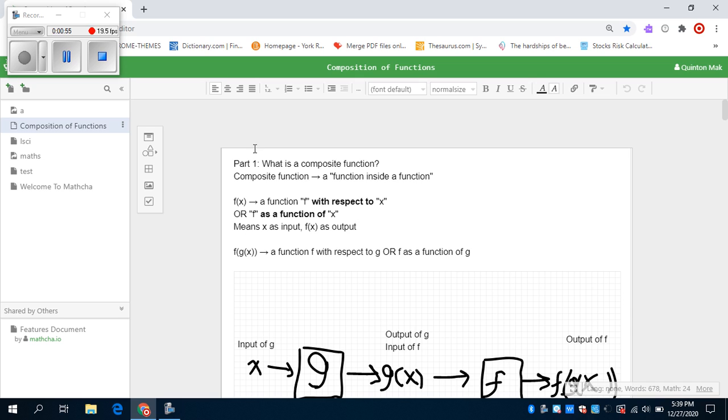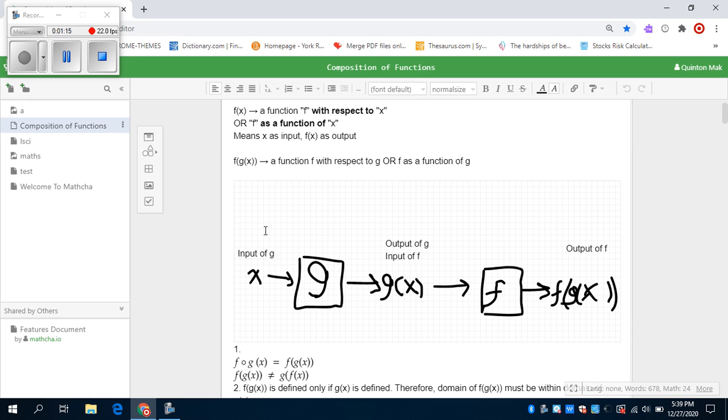With the same logic, f of g of x is a function f with respect to g, or f as a function of g. So g(x) is an input of f, and the output is f of g(x). We can think of this like a function machine.